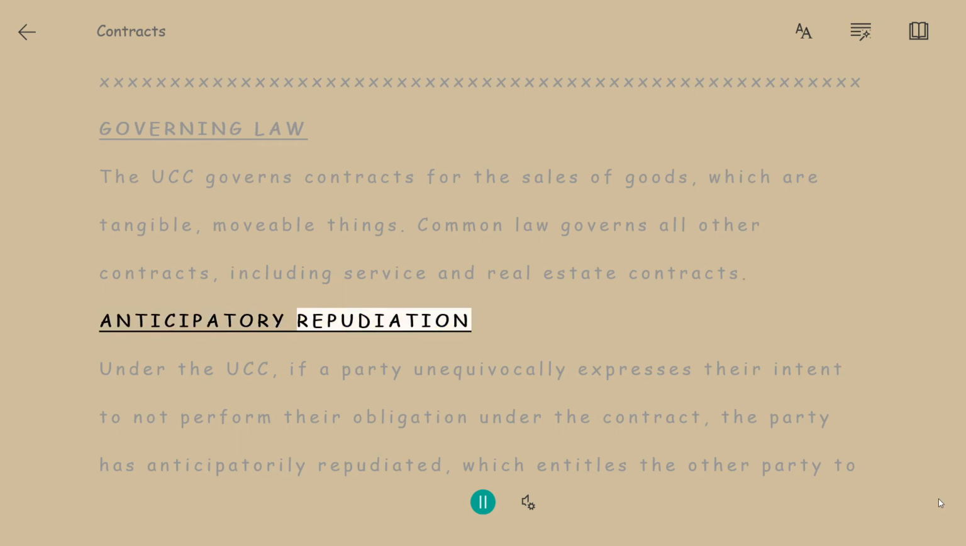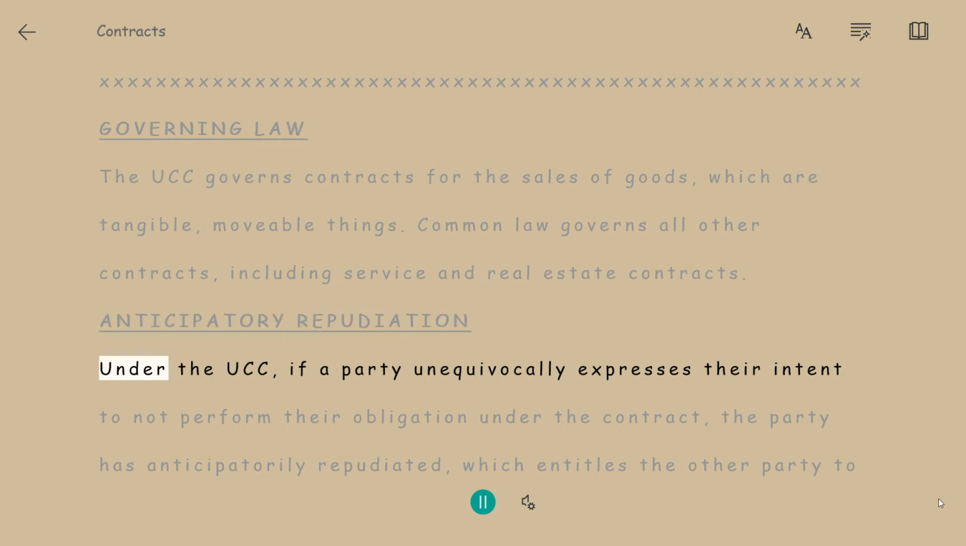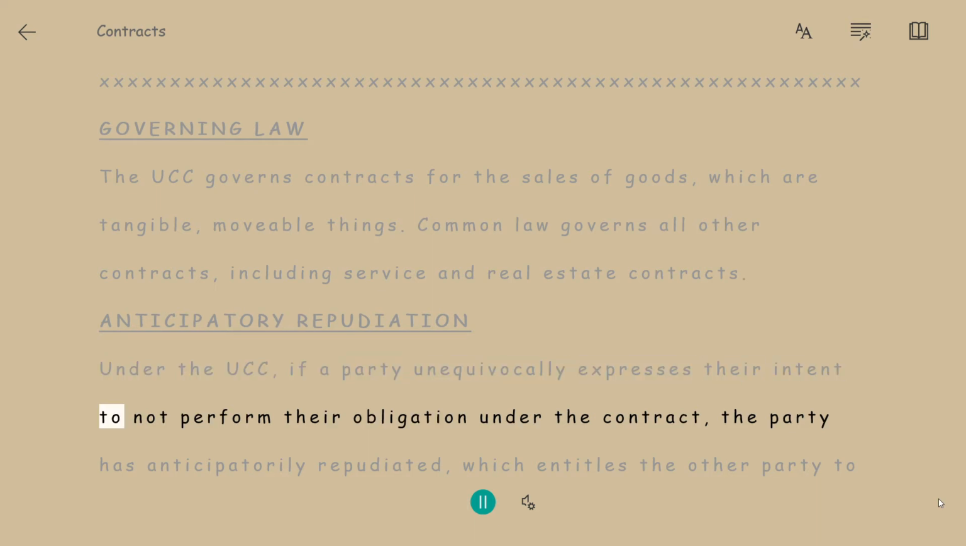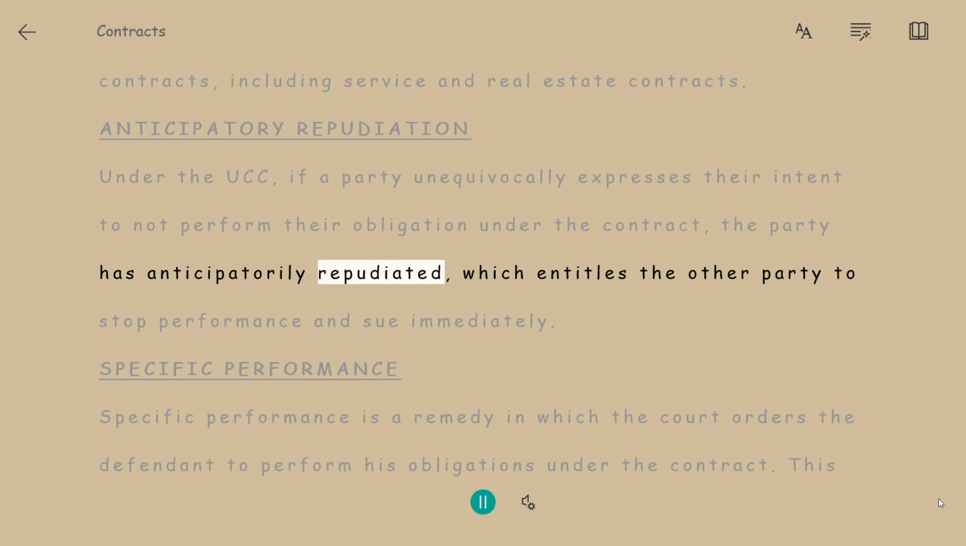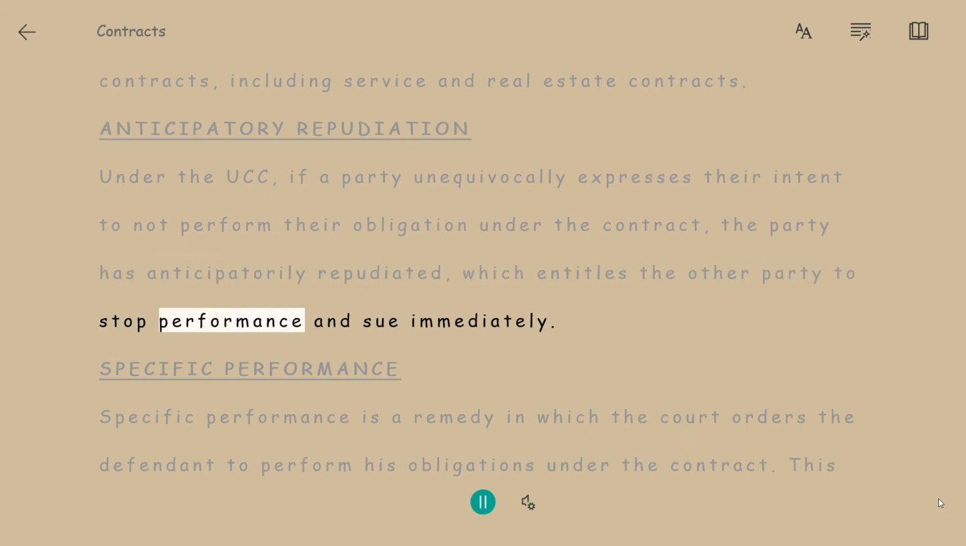Anticipatory repudiation. Under the UCC, if a party unequivocally expresses their intent to not perform their obligation under the contract, the party has anticipatorily repudiated, which entitles the other party to stop performance and sue immediately.